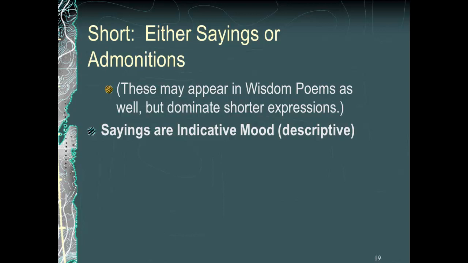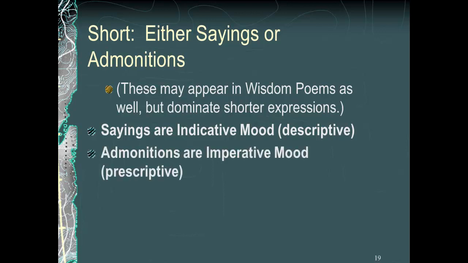First, then, short compositions, and these may be either sayings or admonitions. Sayings are indicative in their mood, that is, they describe a situation without issuing a command. As indicated earlier, in contrast, admonitions are imperative. They issue a command. Occasionally, short sayings can appear within the longer wisdom poems, but most typically we find these shorter sayings outside the wisdom poems.